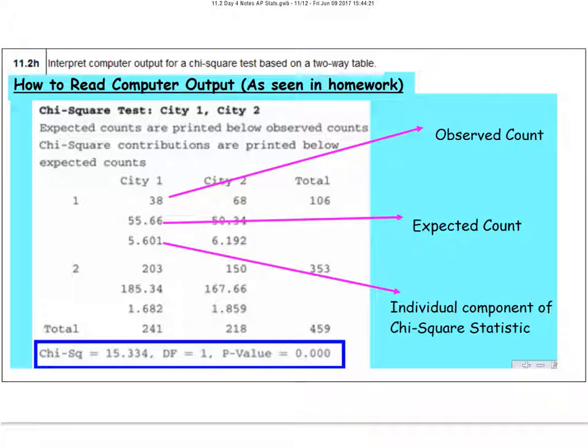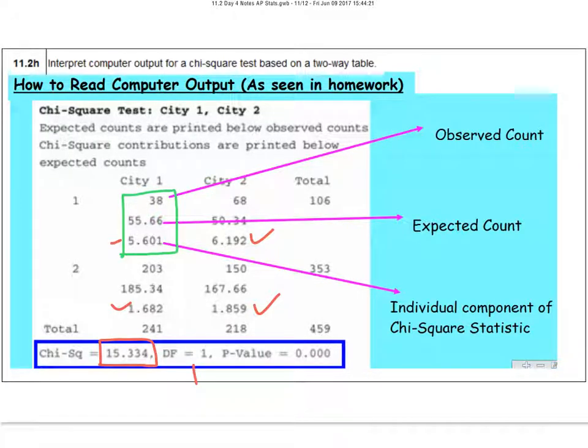So what you're actually seeing here for this particular cell, it looks like we have 2 rows of data, city 1 and city 2. All they're telling you is that's observed, that's expected, that's the chi-square contribution. If I tally up all of the chi-squared contributions right here, what you should end up getting is the final chi-squared, which is stated right there at 15.33.